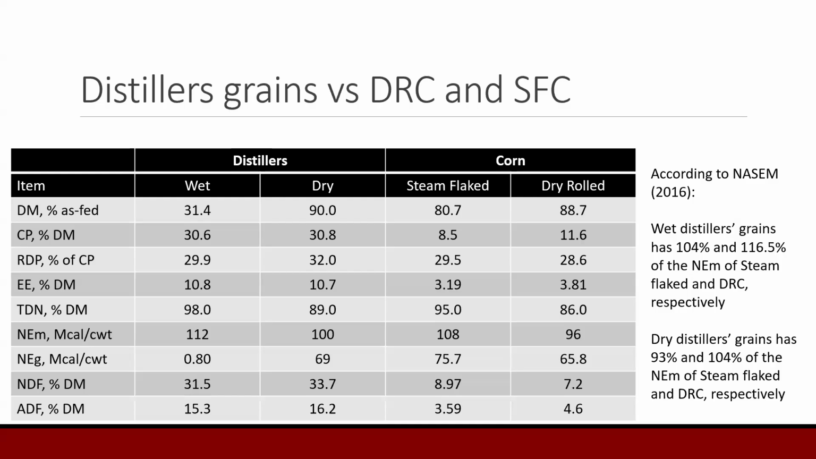Okay. So based off the NASM tabular values, wet distillers grains has about 104 to 116% of the energy value of steam flaked and dry rolled corn. Okay. So there you can see NEM for steam flake corn, they have it at 108. For wet distillers, they have it at 112. I don't believe that. I think typically it's about 95% of the energy value of steam flake corn.